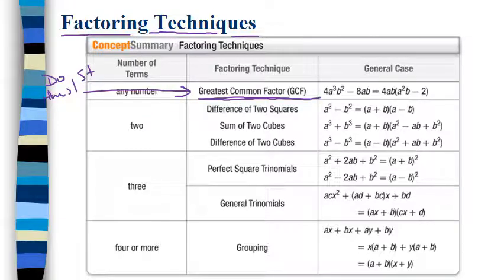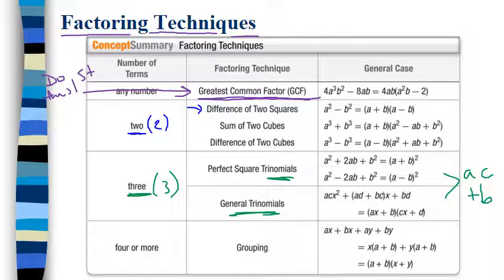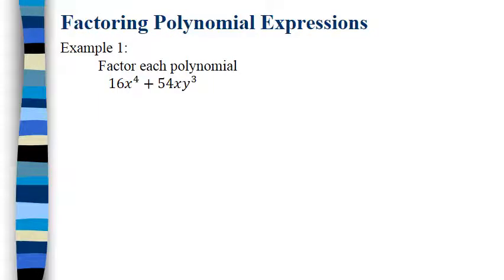If we have two terms, we're looking at difference of squares, sum of cubes, difference of cubes. So everything's in ABC. If you have three terms, you're looking for perfect square trinomials or general trinomials. Either way, you're looking at the multiples of AC that add to B. And then 4 or more, we're going to be doing grouping. I know we didn't talk too much about grouping, but we'll talk a lot more about grouping for polynomials.